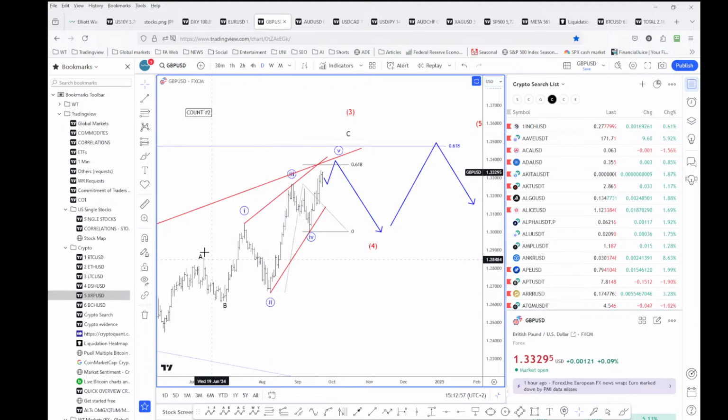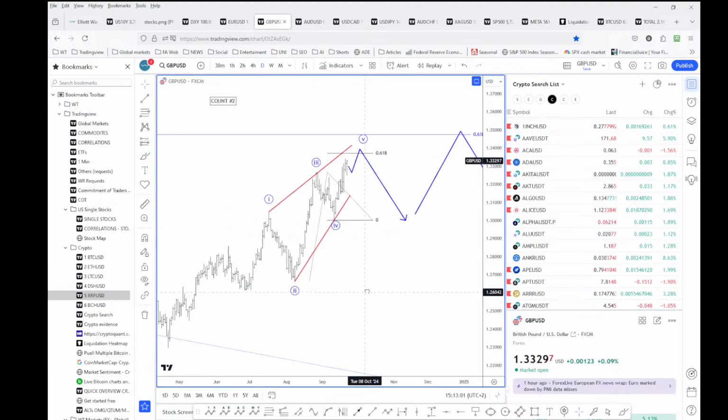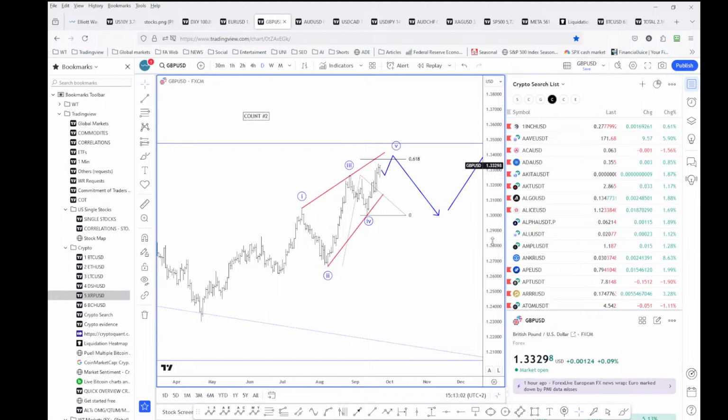Let me delete this to not confuse you. Even if you look at this shape, I'm certain that this looks like a potential wedge formation, an ending diagonal. So even this one suggests that there can be some limited upside in the near term. So again, be very, very careful up here.